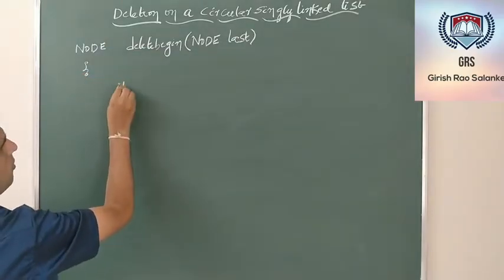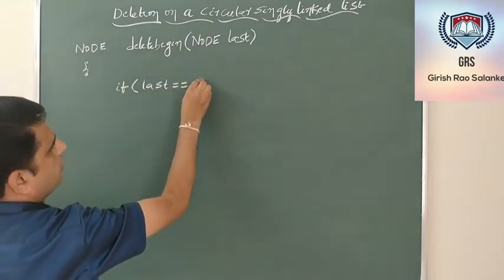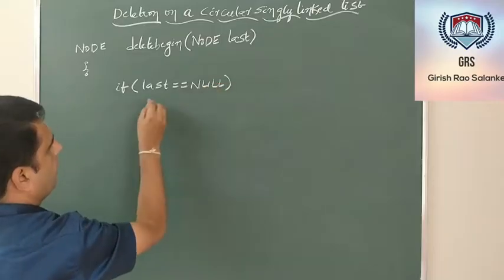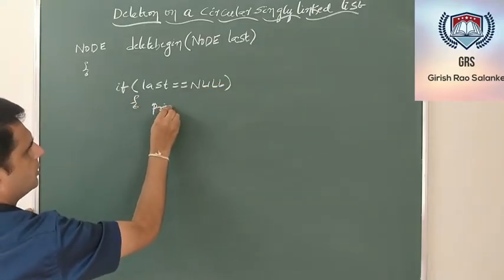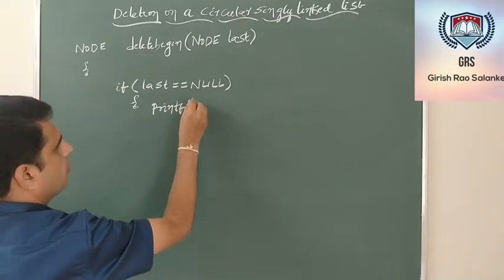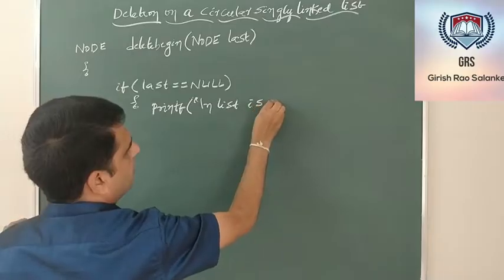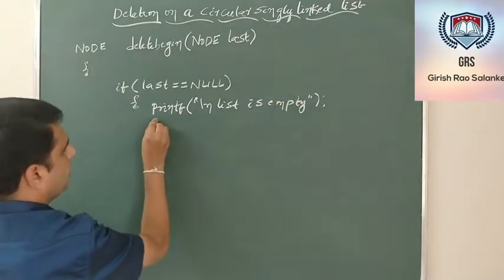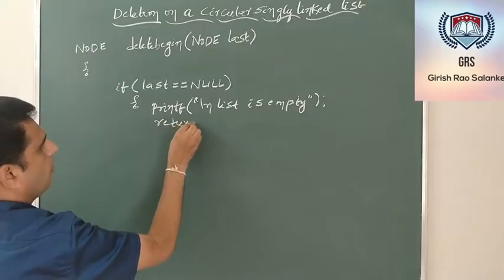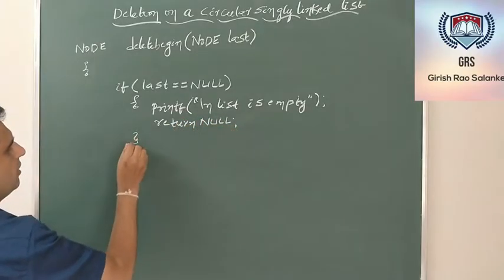So first step would be, if last is equal to null. If the list is not there, I can't perform the deletion operation. printf list is empty. Return null or return last, both are fine. This is the first case.